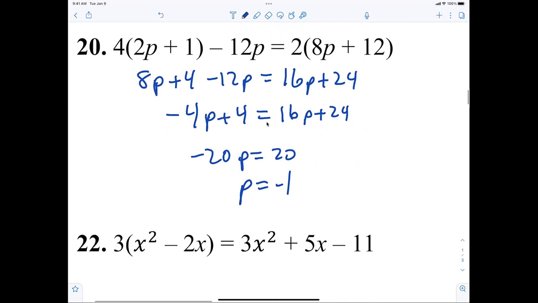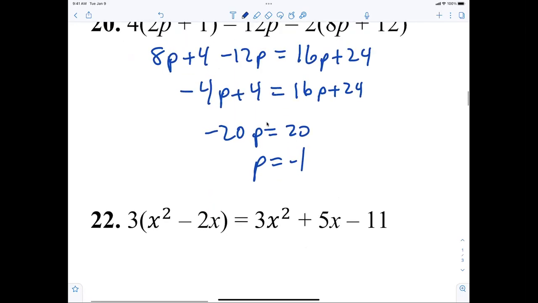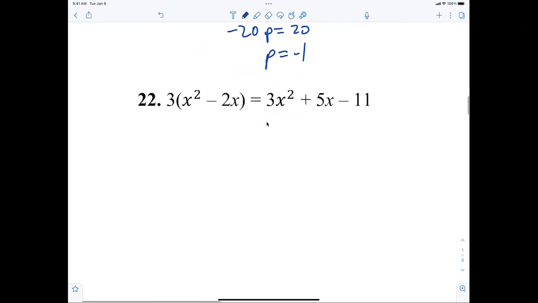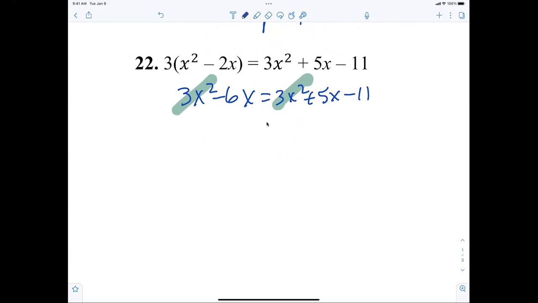All right, 22. Come on now. Go ahead now. 3x squared minus 6x equals 3x squared plus 5x minus 11. And then you can plot 3x squared. Yep, 3x squareds cancel. Subtract 5x, negative 11x equals negative 11. X equals negative 1. X equals what? 1, sorry. 1.